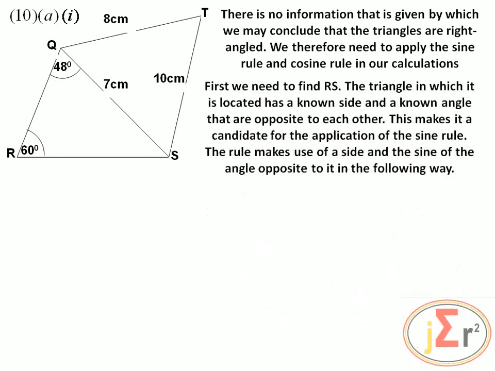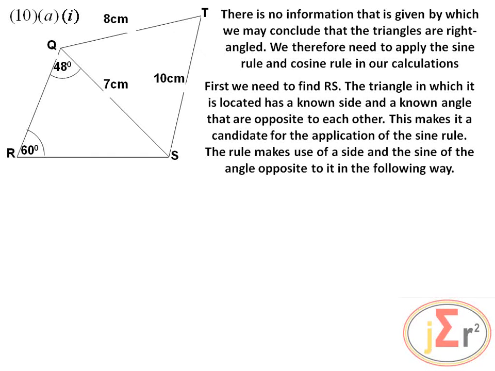First, we need to find RS. The triangle in which it is located has a known side and a known angle that are opposite to each other. This makes it a candidate for the application of the sine rule.